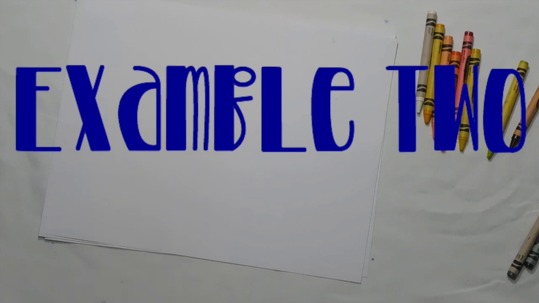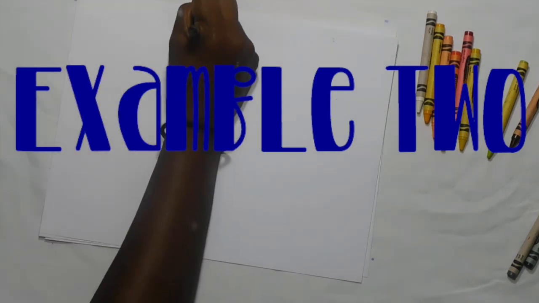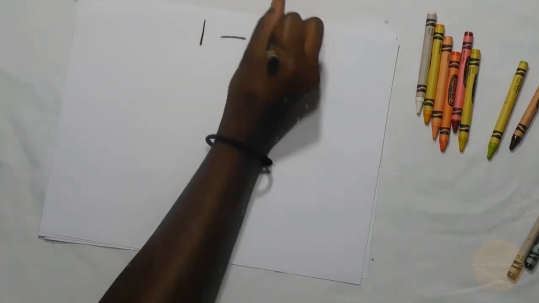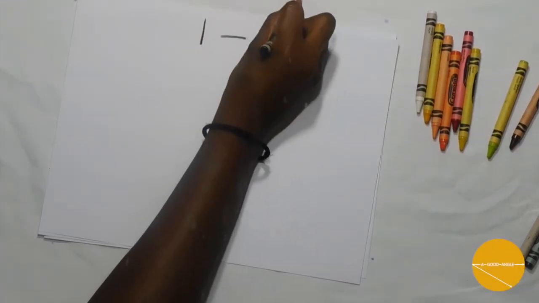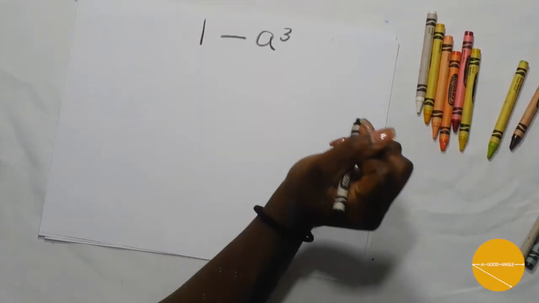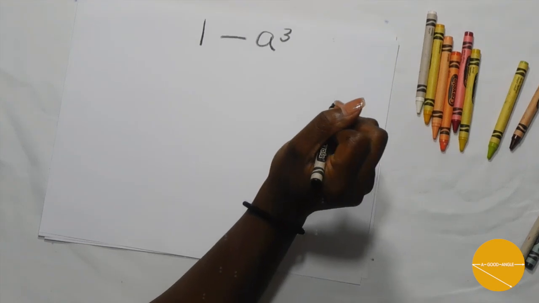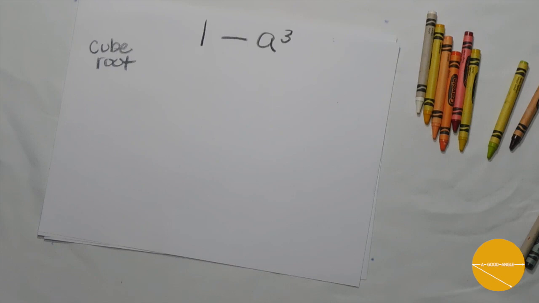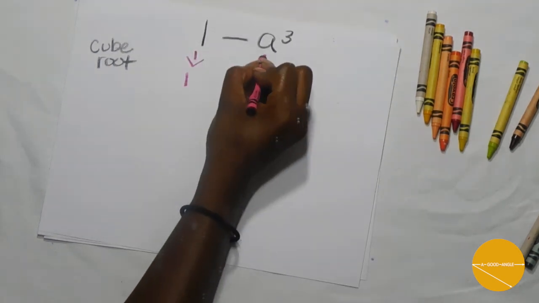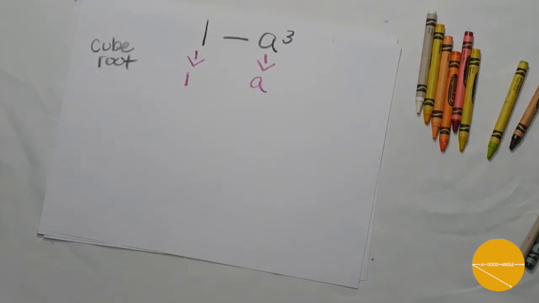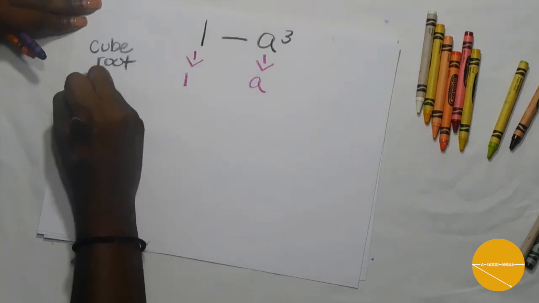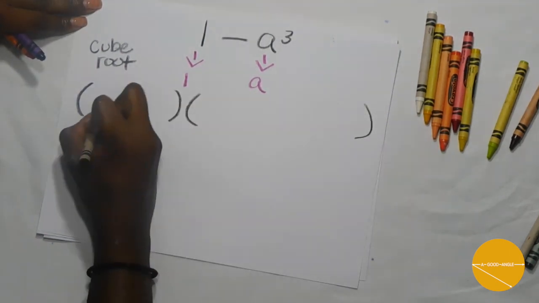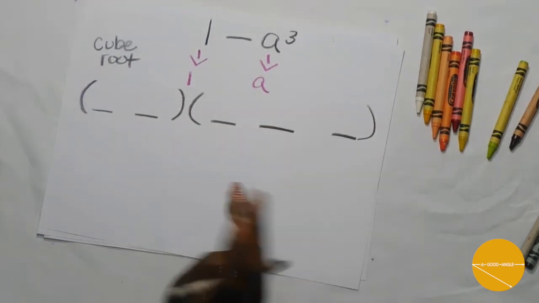Wow, that was a lot. So this one, we're going to try to do a quickie so that you guys can get the rhythm of it. Easy: 1 minus a cubed. Find the cube roots. The cube root of 1 is 1 because 1 cubed is 1. And the cube root of a cubed is just a. Easy. Set up: 2 blanks in the first set, 3 blanks in the next one.